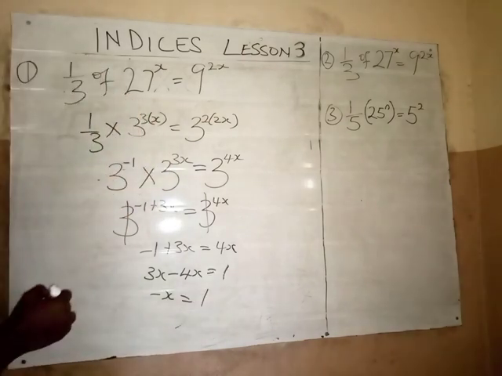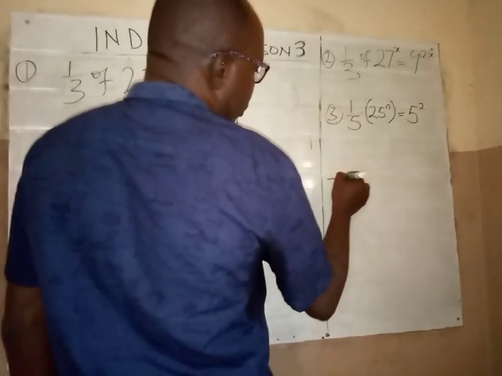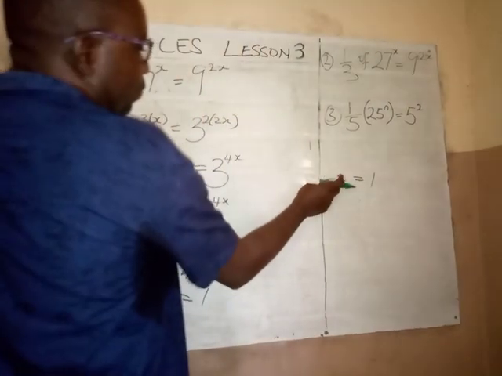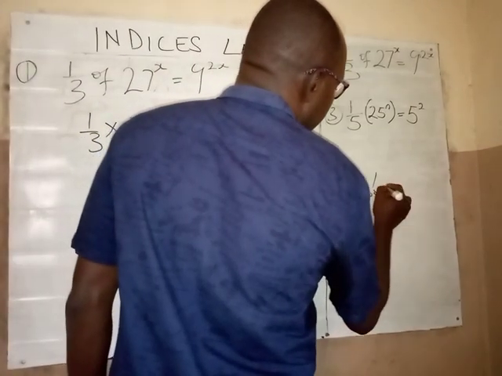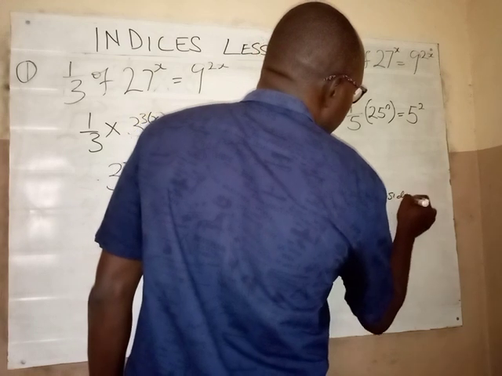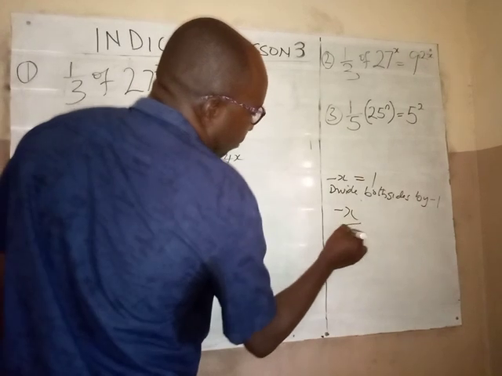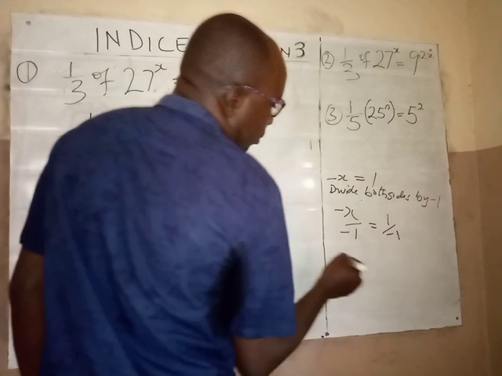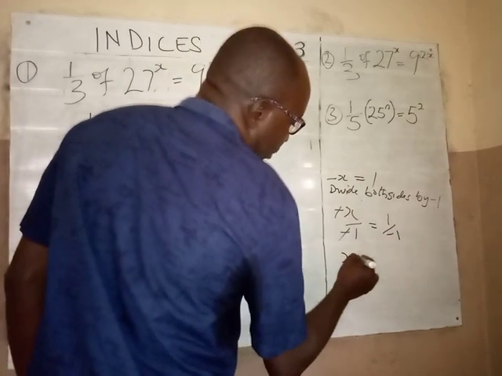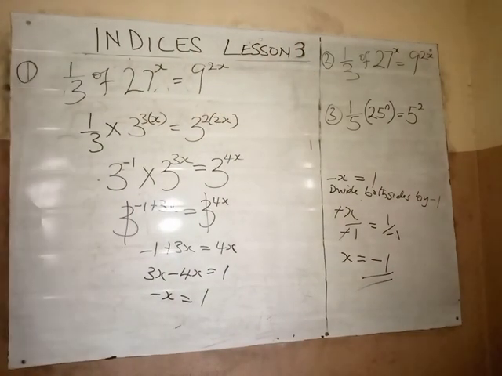So what we'll now do here is, minus x equals 1, but what we're looking for is x. Divide both sides by minus 1. So we'll now have minus x over minus 1 equals plus 1 over minus 1. So minus will cancel minus. So x is equal to minus 1. So this is the answer. This is how to go about this type of problem.